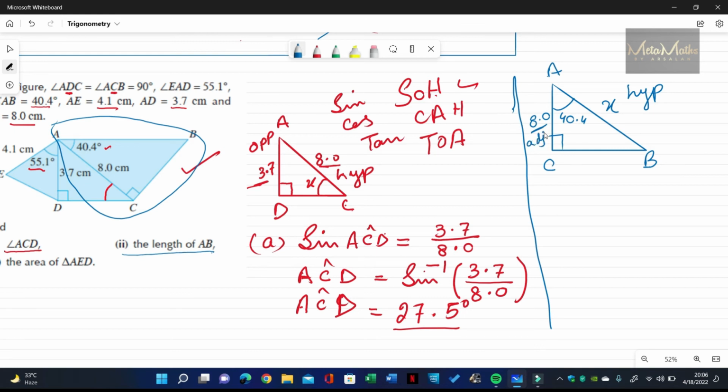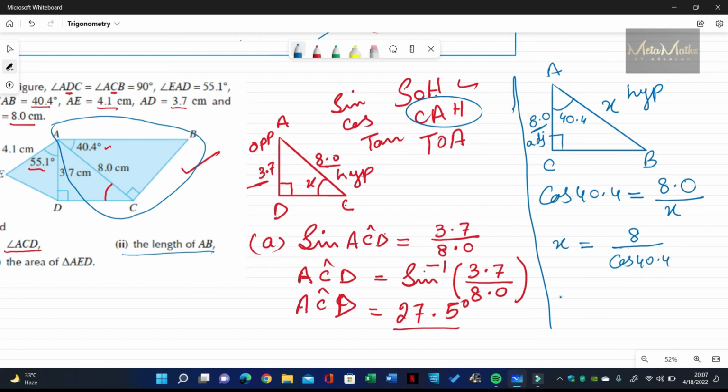So adjacent over hypotenuse, you can see it's cos 40.4 is equal to 8.0 over x, and then you will make a cross multiplication. X is equal to 8, 8.0 can be written as 8 only, over cos 40.4.